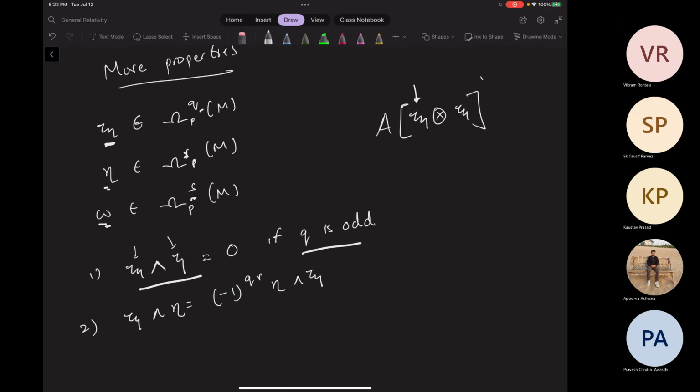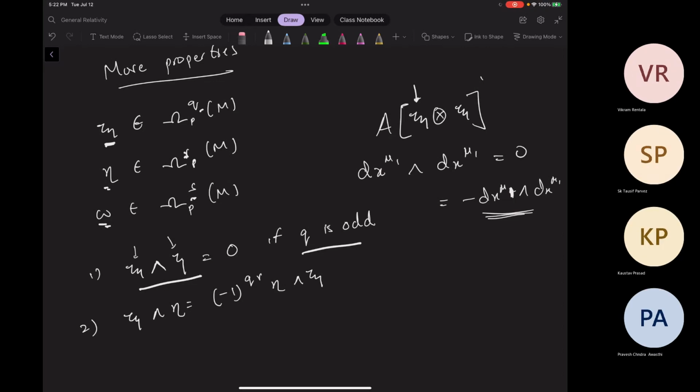The reason being, let me write it out in components. For example, if I have dx mu1 wedge dx mu1, this is obviously 0 because we've seen that this is minus dx mu2 wedge, sorry, minus dx mu2. And these indices are the same, so this is equal to minus itself, and therefore it must be 0. So in the case where xi is a one form, we see that xi wedge xi is 0. But if xi is a two form, we have something like dx mu1 wedge dx mu2, and now we take the wedge product of this with itself.